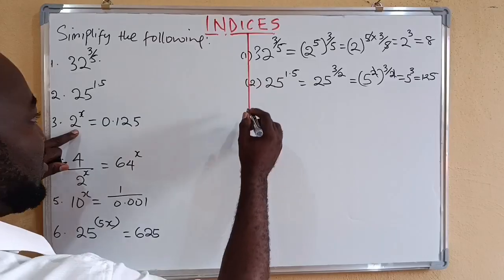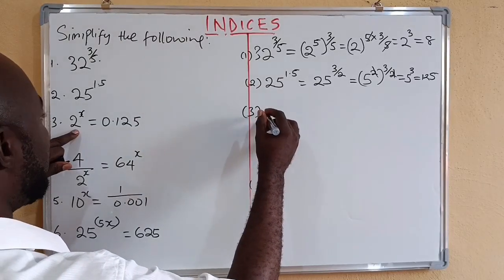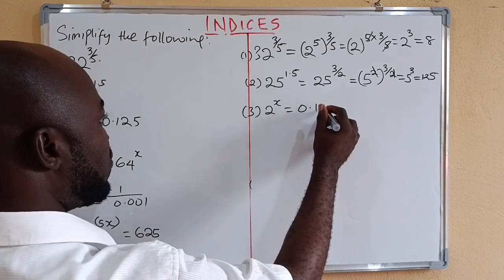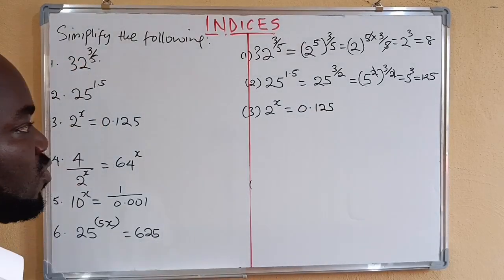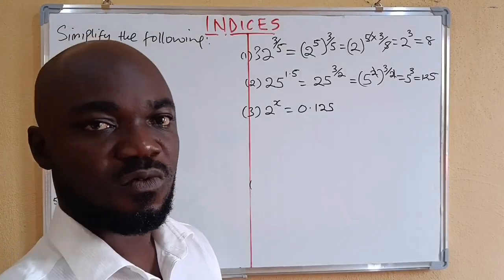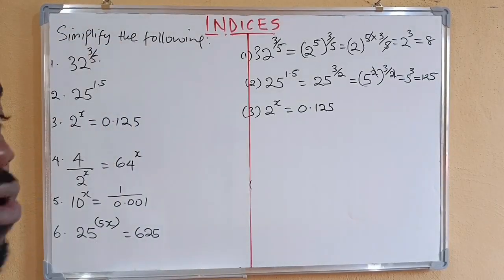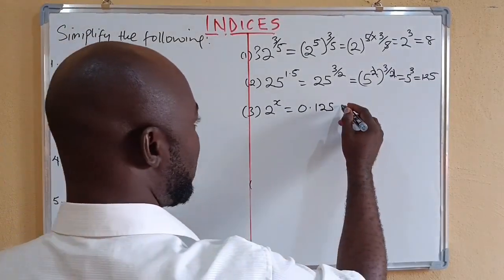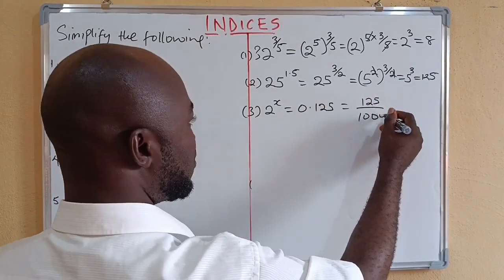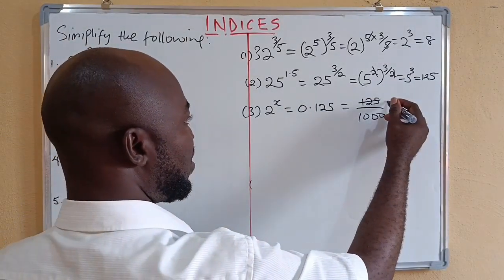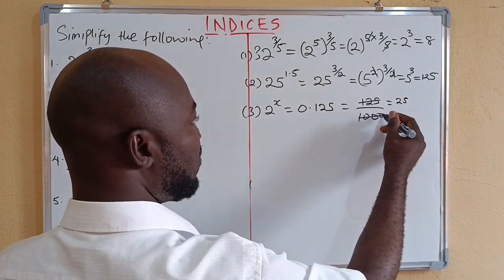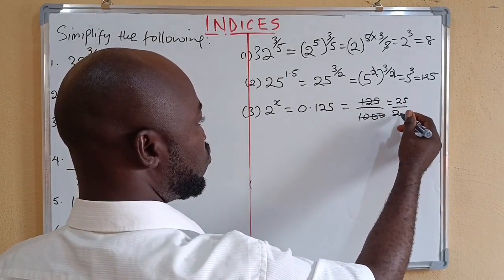Okay, so this is number 3. Say we should solve 2 to the power of x equals 0.125. Now 0.125 simply means 125 over 1000 or 1 over 8. So how do we know? Let me do it 125 over 1000 so that you know how it is 1 over 8. 5 go here will give you 25. 5 go here will give you 200.